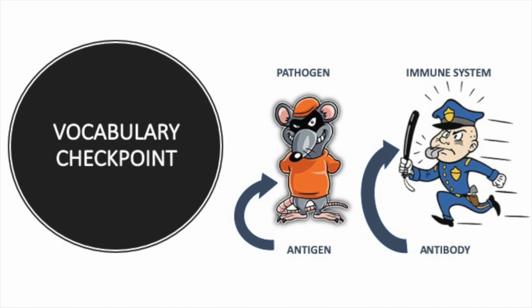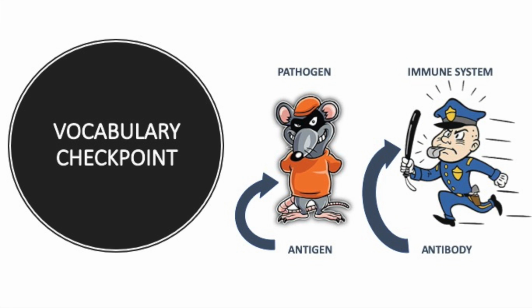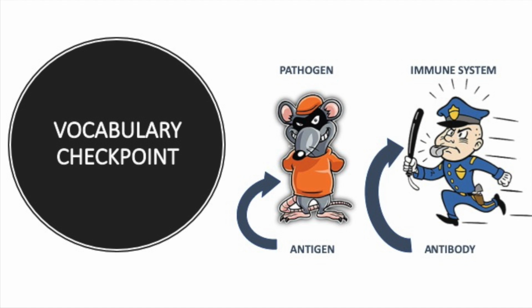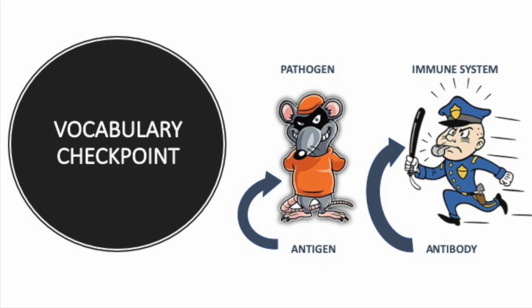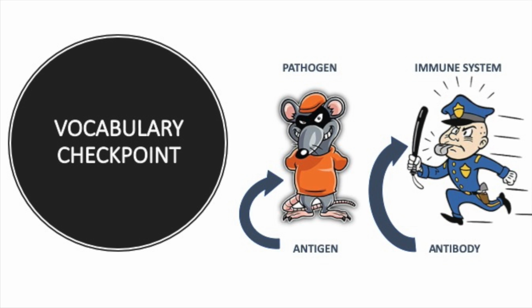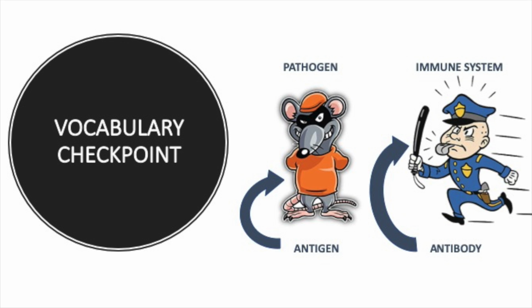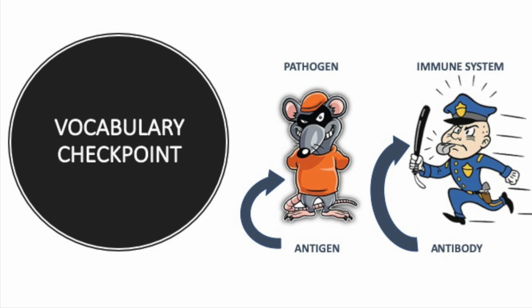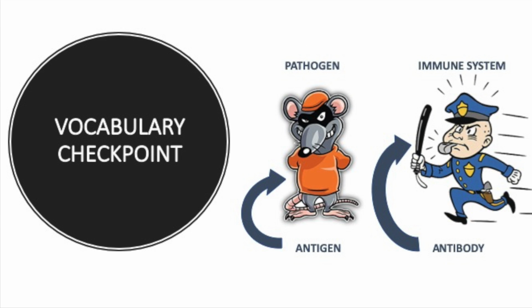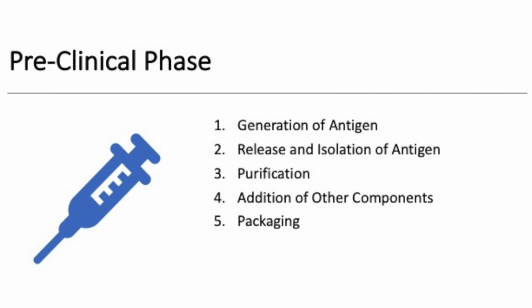The police officer would represent the body's immune system, and the police officer's baton would represent the antibody. So, if the police officer were to detect the bad rat because of his orange clothing and hit the rat, poor guy, taking him down, it would be equivalent to the same way our body's immune system acts to protect us against pathogens.